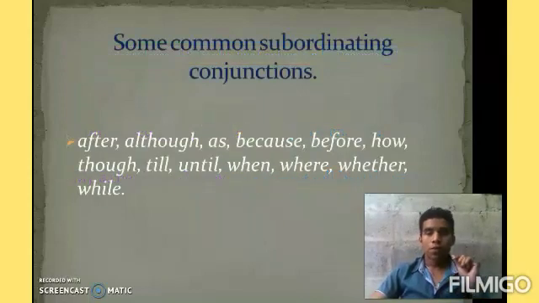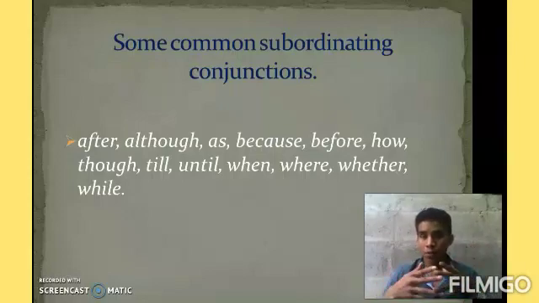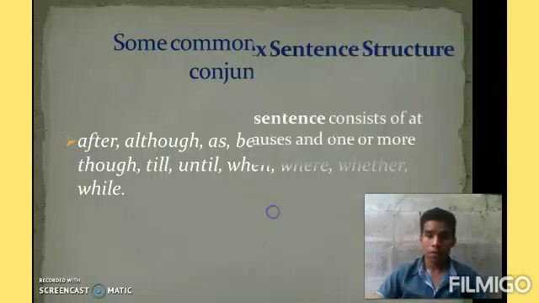As we are talking about subordinating conjunctions, here are some of the most common: after, although, as, because, before, how, though, till, until, when, where, whether, why. Obviously, there are more of them, for example once, since, than, that, etc. It's necessary to learn them.